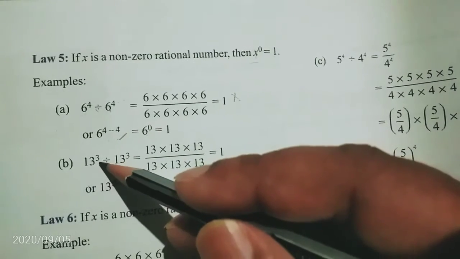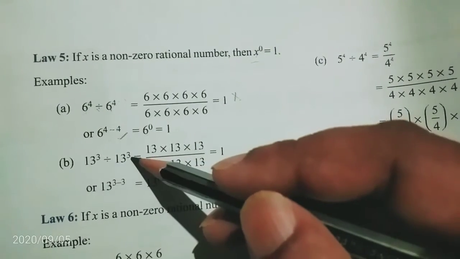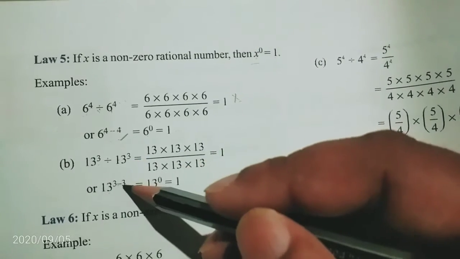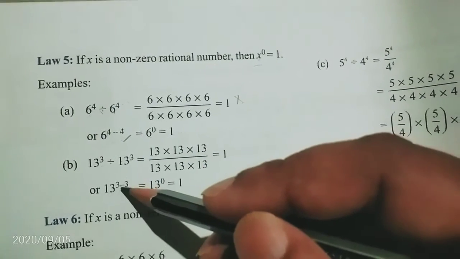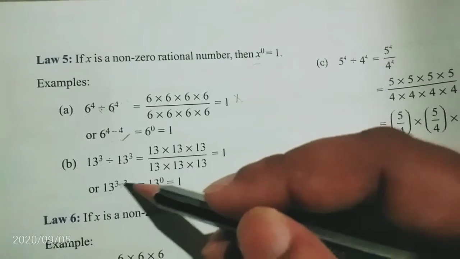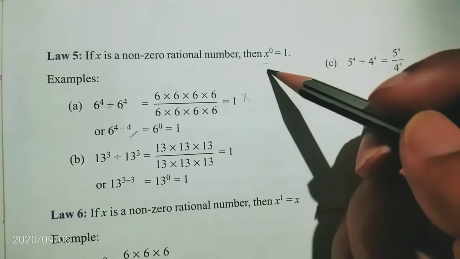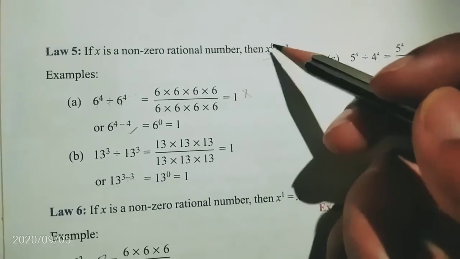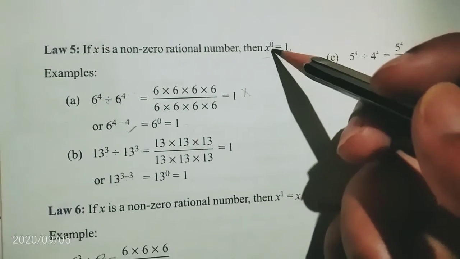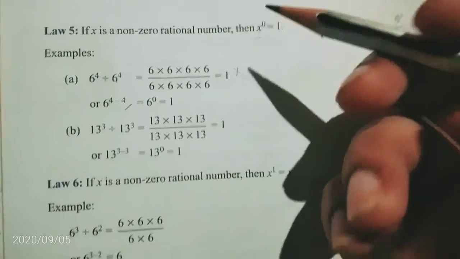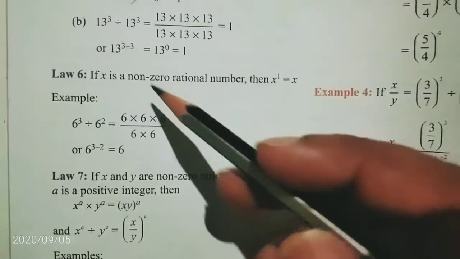Again, see 13 to the power 3 divided by 13 to the power 3. By using the law, same base, the power will be subtracted. So 13 to the power 3 minus 3 is 13 to the power 0, which is 1. So it is a very simple, very easy law to remember. Whenever you see the power 0 over any number, the answer will be 1. Understood? Then let's see law 6.